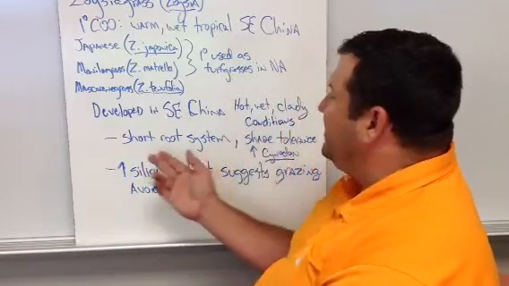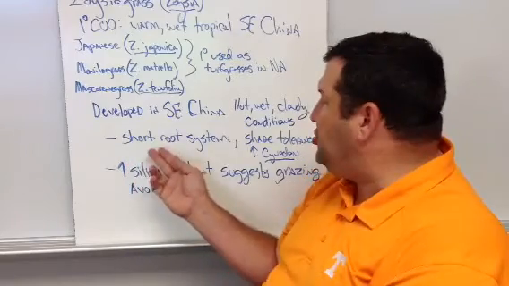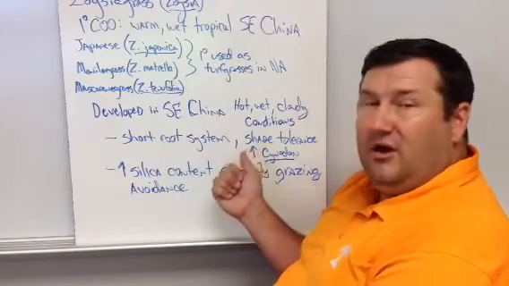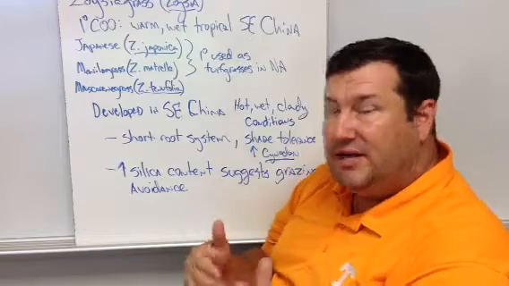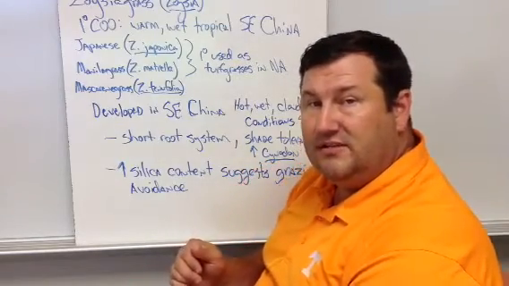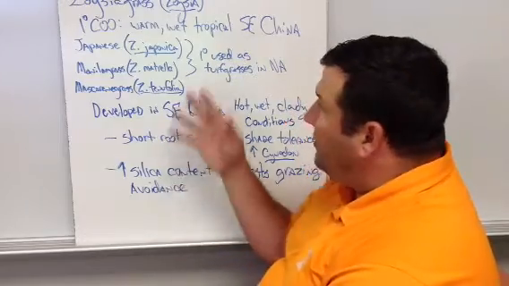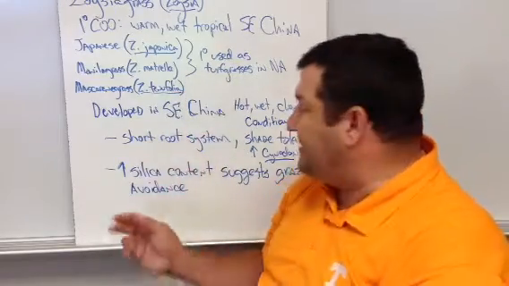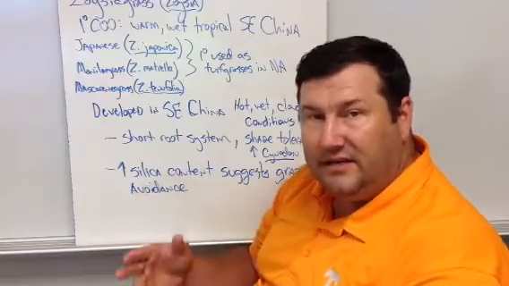What results from this is that these grasses tend to have a short root system, but they also have some shade tolerance that's generally better than the Bermuda grasses that we discussed earlier, the Cynodon grasses. One of the other interesting things about zoysia grass is that they tend to have a high silica content.